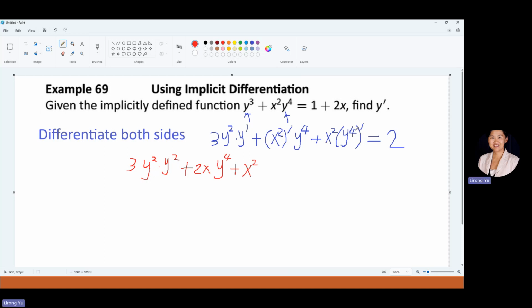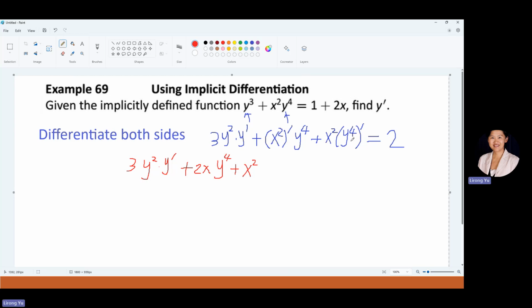Instead of y prime, you put y squared? Yes, it should be y prime. I was wrong. It's my mistake. Sometimes I don't know what's going on. It should be y prime. That's definitely a mistake. Yeah, 3y squared times y prime. Thank you. All right.